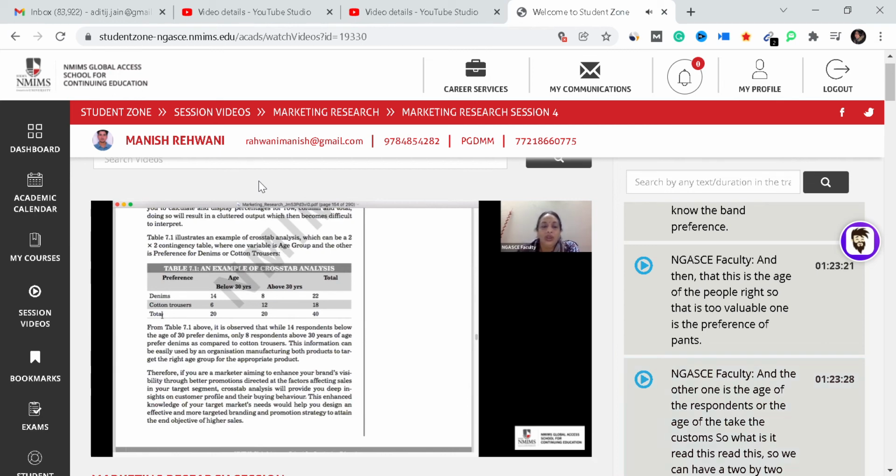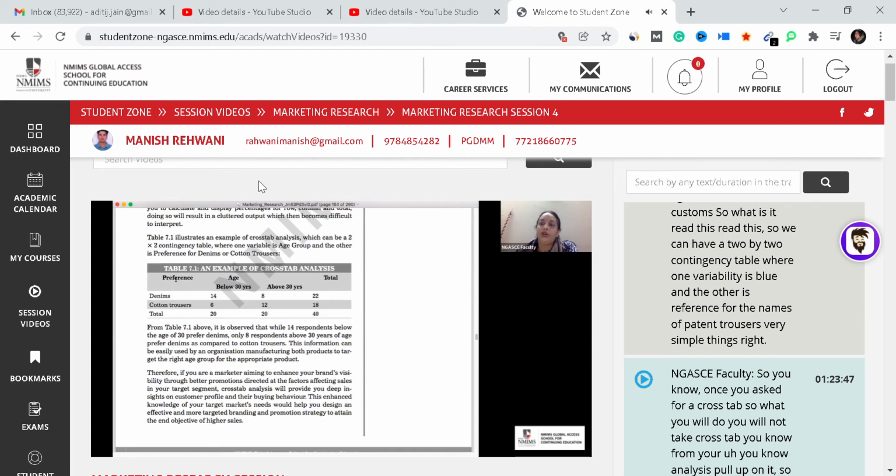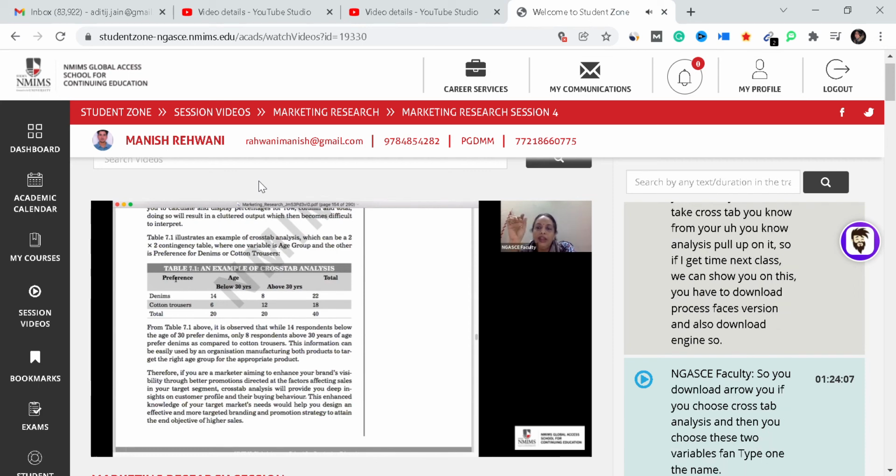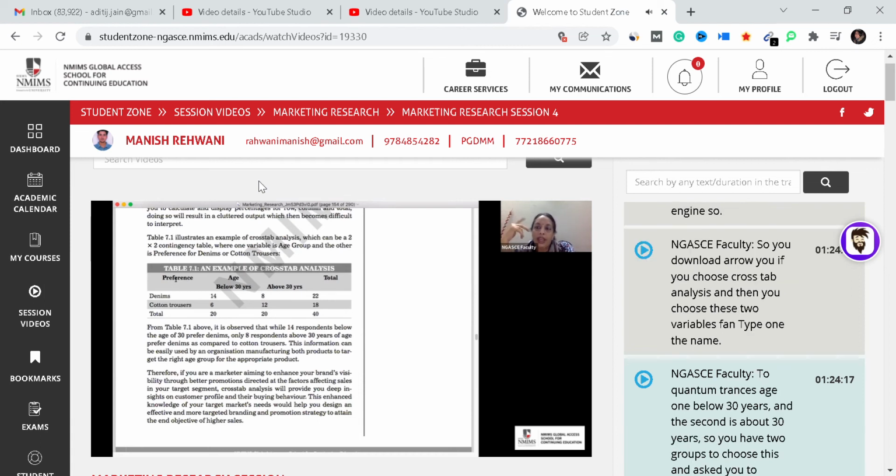Very simple things, right? Once you ask for a cross tab, from your analysis tool, you will click on it. If I get time, next class I'll show you all this. You have to download the SPSS version first. I'll also download and show you. You choose cross-tab in the analysis, and then you choose these two variables: pant type, one denim, two cotton trousers; age, one below 30 years, and the second above 30 years. So you have two groups. You choose this and ask it to perform cross-tab. Click on cross-tab, say yes.